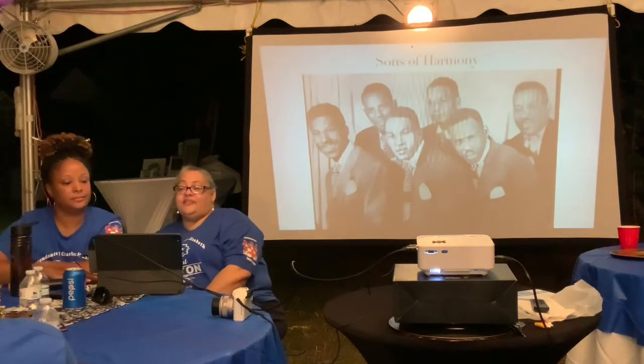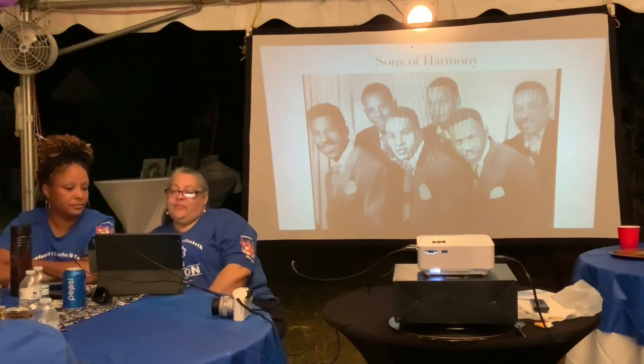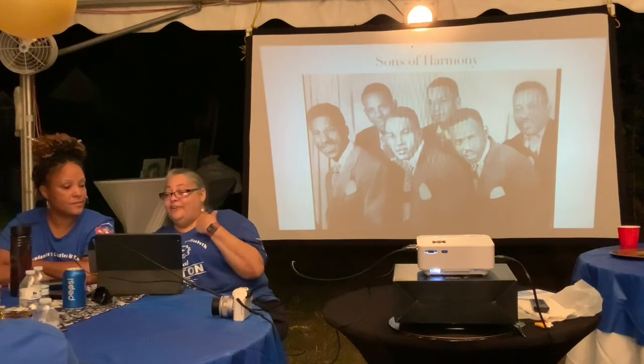So this is a picture of Granddaddy and his brothers and his nephews. And this was their singing group, the Sons of Harmony. Granddaddy's in the very back. Uncle Frank is in front of Granddaddy. I don't know who's in front of Uncle Frank. Okay, Mama said Uncle Lovell is in front of Uncle Frank.